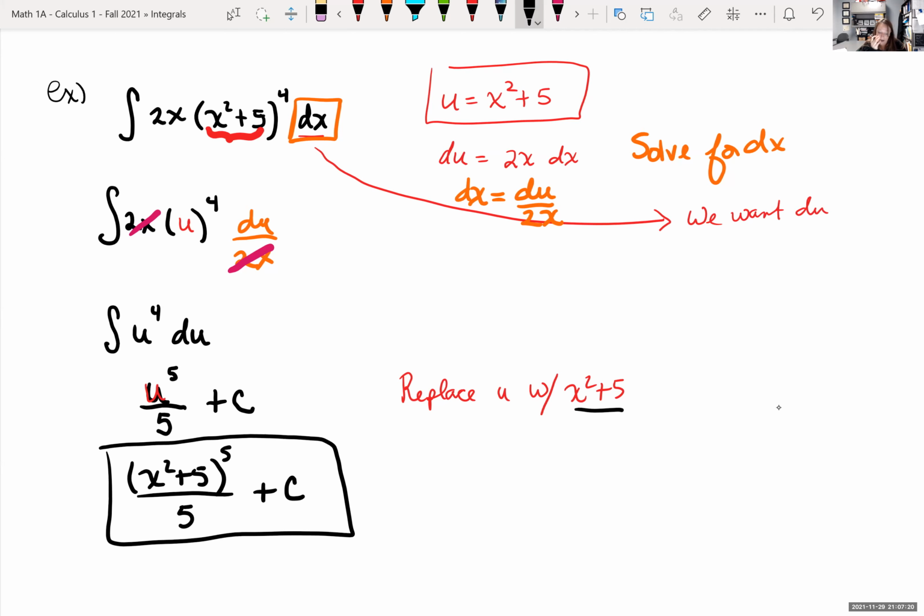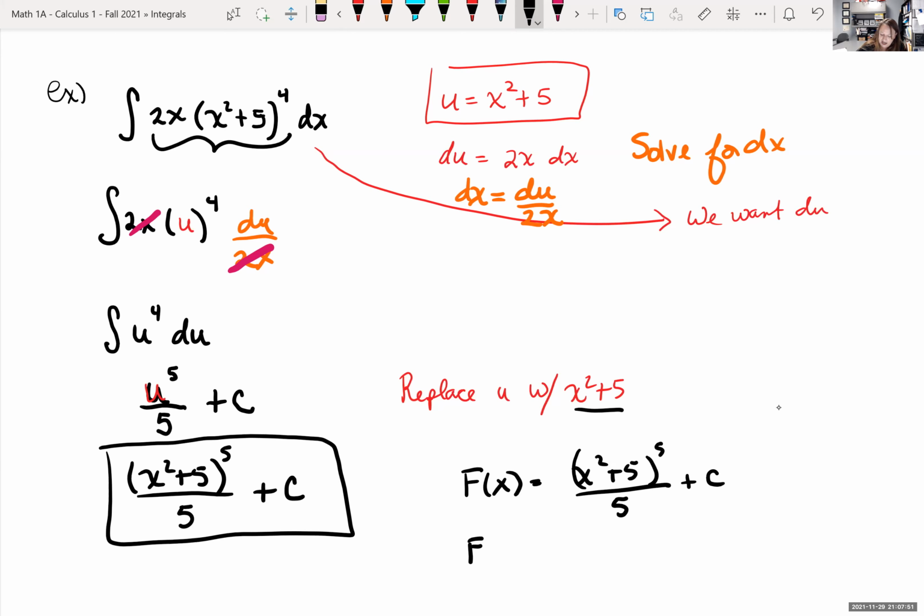So if we integrated this, let's say capital F of x was this. If we differentiate this, we should get back our integrand, which was 2x times x squared plus 5 raised to the 4th.